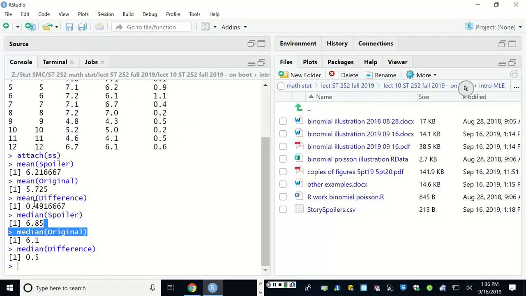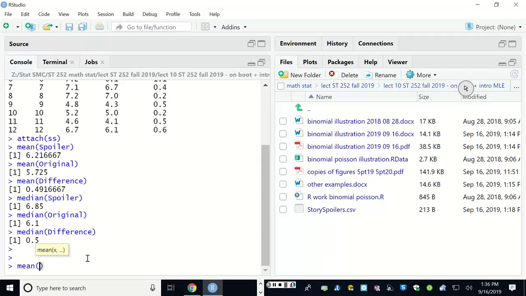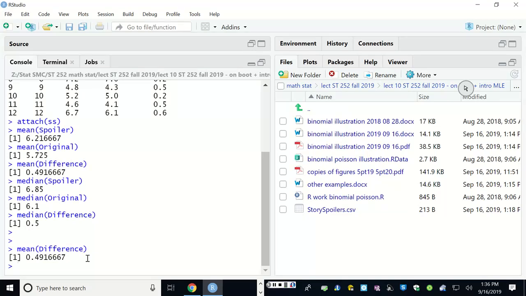And so those are the differences. The average difference, right? What is the average difference of the scores? Well, the average difference was about 0.5, right? Half a point on this scale. Maybe that's meaningful in terms of people's enjoyment and things like that.